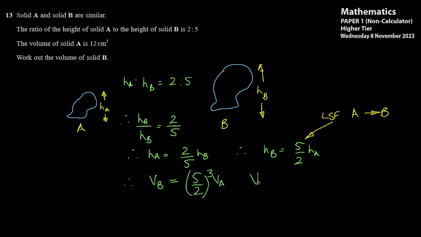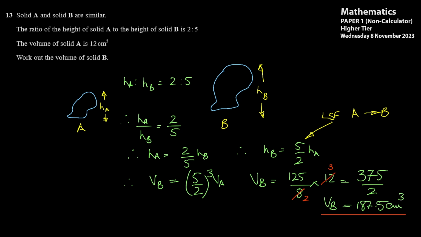Okay, so VB, putting values in, 5 cubed is 125, divided by 2 cubed, which is 8, multiplied by the value we were told, which is 12. Cancelling down a little bit, I can put 4 into both of these. This is 2, and this is 3. So this is equal to 375 over 2, which is equal to 187.5. And this is centimetres cubed. And that is your answer.